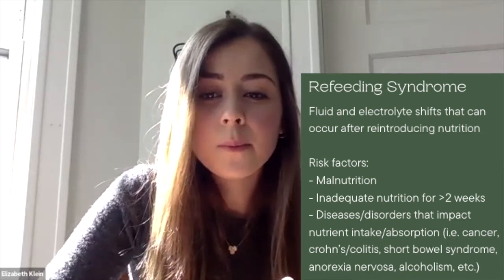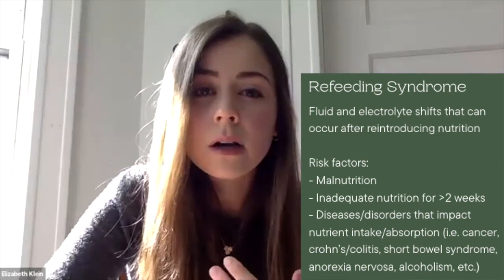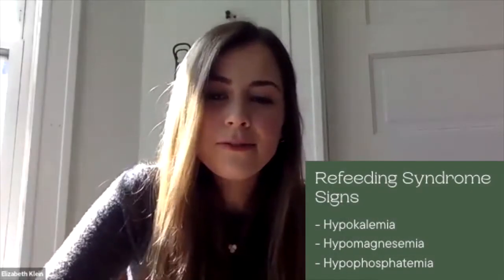Some people that might be at risk for refeeding syndrome would be people that are malnourished, people that have not eaten well for greater than 2 weeks, anyone with a disease or disorder that impacts nutrition absorption. So patients with Crohn's or colitis, short bowel syndrome, alcoholism. So some signs of refeeding would be hypoglycemia or low potassium, low magnesium, or low phosphorus.